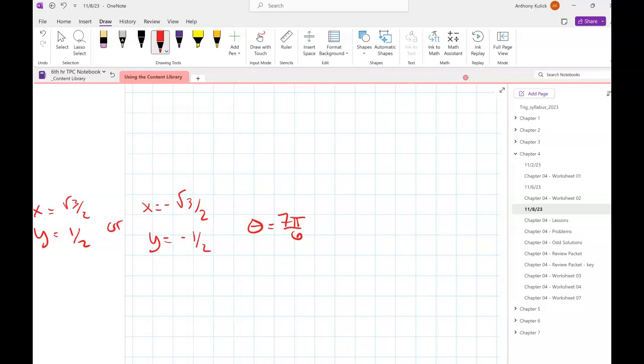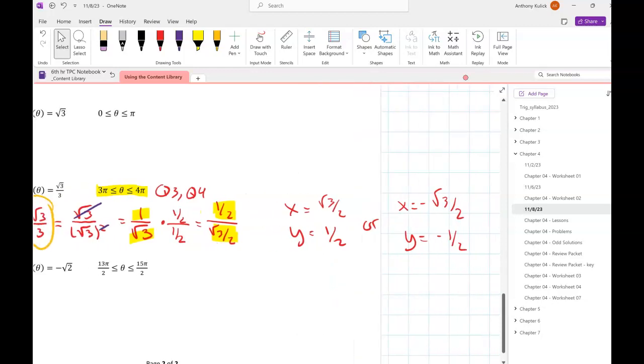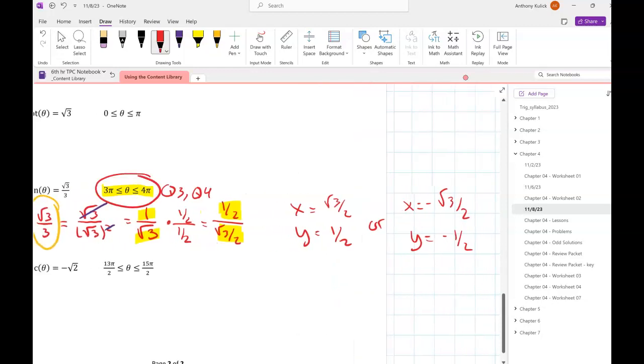I need to check to see if 7 pi over 6 is between 3 pi and 4 pi. Well, the fraction 7 over 6 is 1 and 1/6, right? 1 and 1/6 is not between 3 and 4. So this answer that I've given is not completely correct yet. What do I need to do to it?